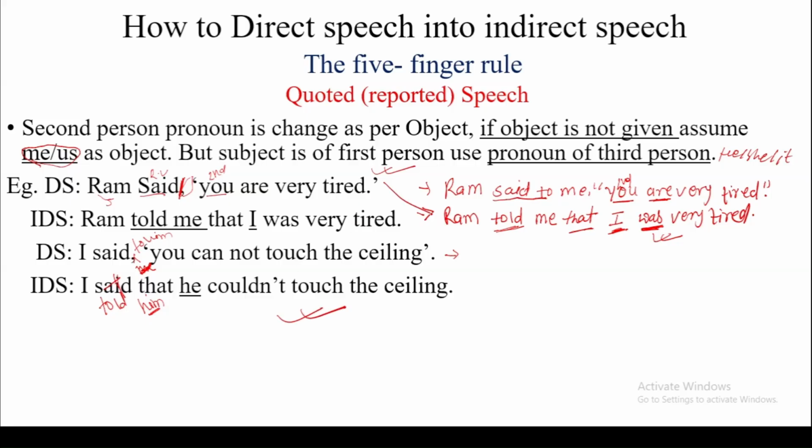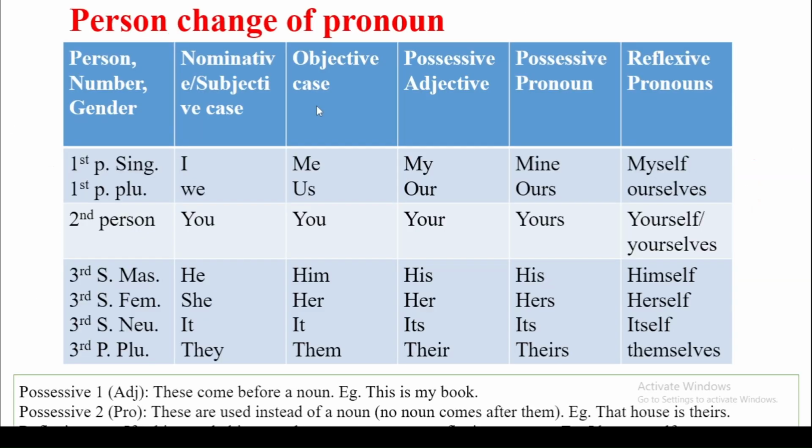So in the first example, we see that if we don't have an object, we use a pronoun of first person. And in the second example, we see that if we don't have an object, we have to use a pronoun of third person also. So first try with the pronouns of first person. If it doesn't suit properly, try using the pronoun of third person. So these are the rules regarding the change of pronoun.